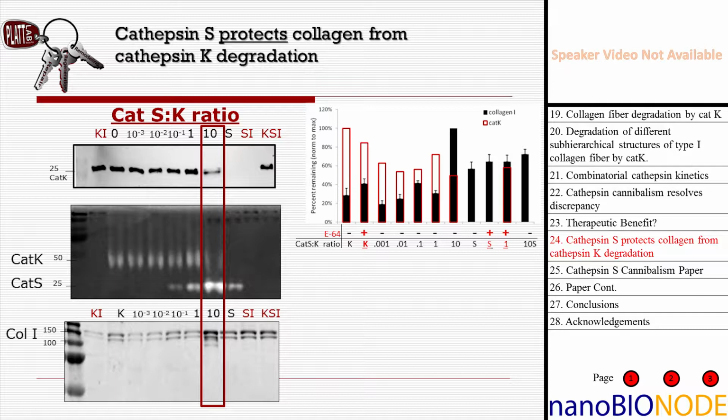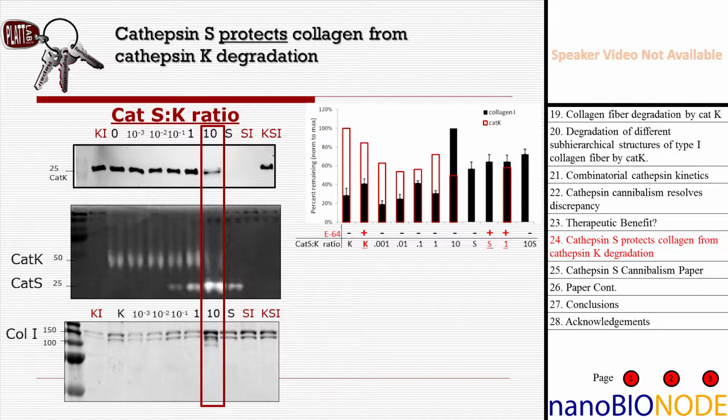And then we did the actual experiment, and it was actually nice to see that cathepsin S does actually protect the collagen from cathepsin K degradation. So this is just a Western blot for cathepsin K enzyme. You can see these increasing ratios here, where at the 10-fold ratio, you see the significant drop in cathepsin K. We can do the zymography, which we see both at the same time. And again, 10-fold ratio, loss of K, high amount of S.